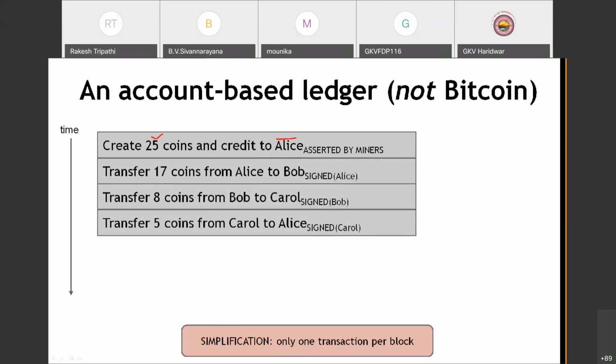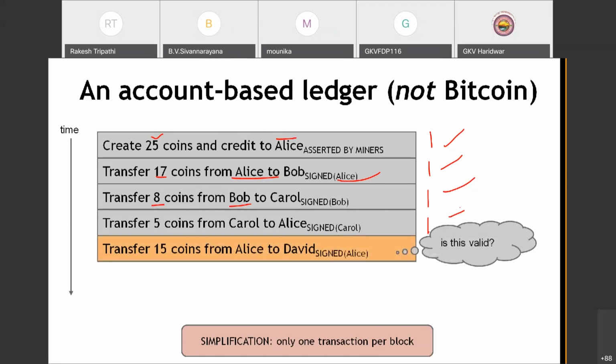Okay. Now 17 coin from Alice to Bob. Okay. Now 8 coin is getting transferred. So all these are transactions. And in our ledger, we are appending one transaction, second transaction, third transaction, fourth transaction. Am I right? This is what we do in our household diary. Whatever transaction is happening, we write it.